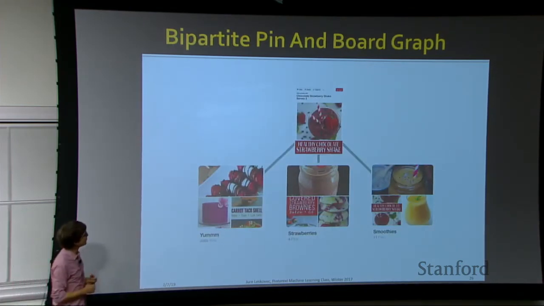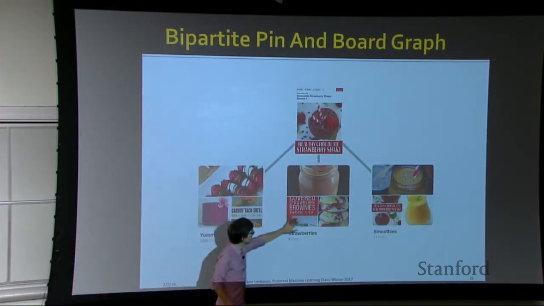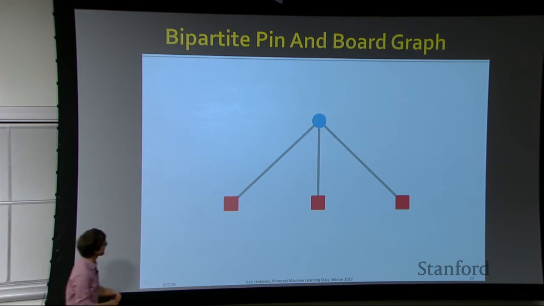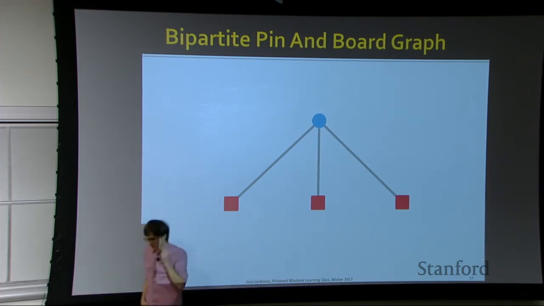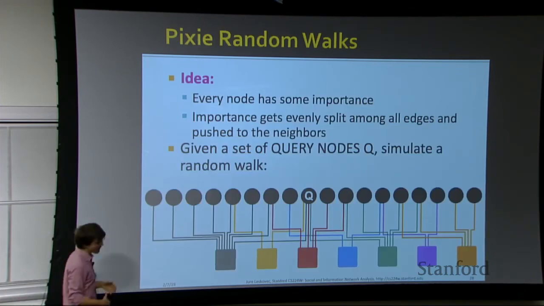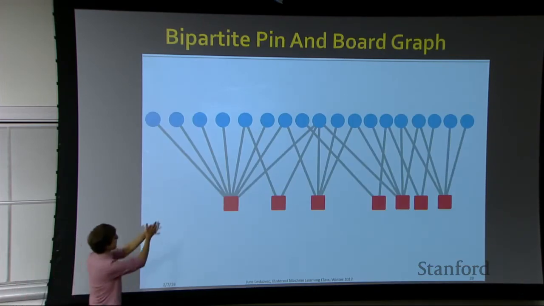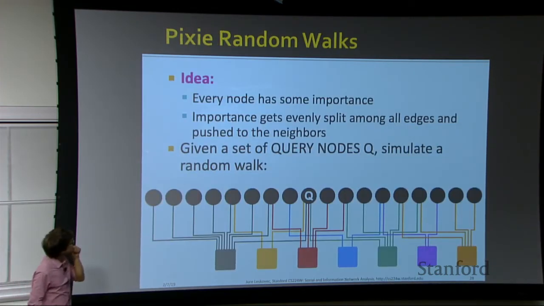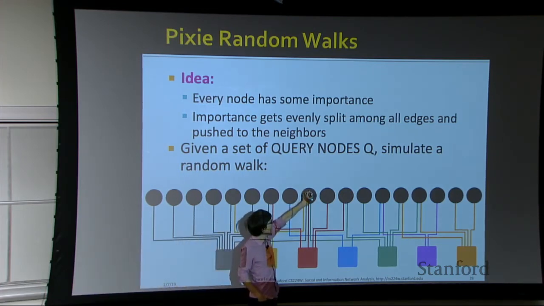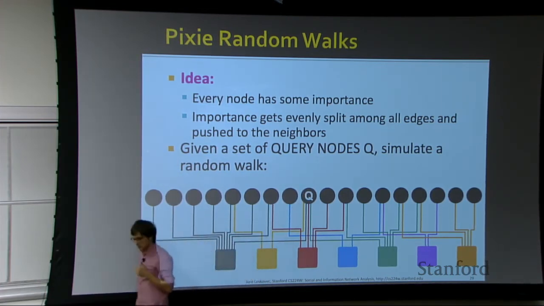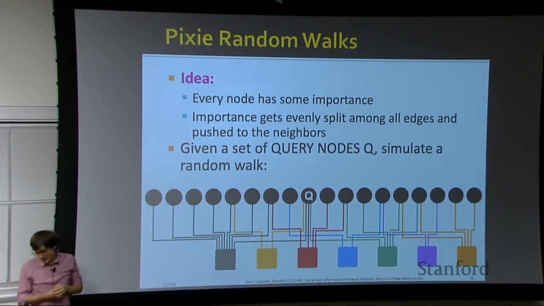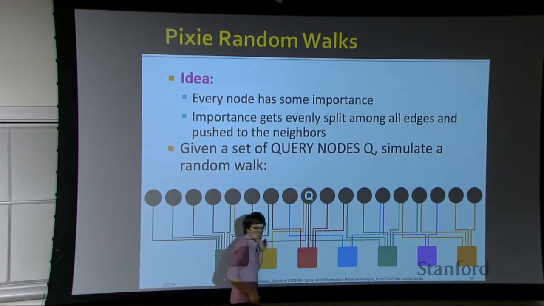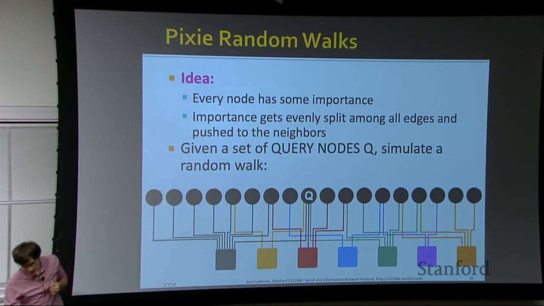So how do you do this? You take a pin and you look at what boards it belongs to, right? And this will create the bipartite graph between the pins on the top and boards at the bottom. And of course, you then put everything together, and you have this humongous graph, right? And now what is the idea? The idea is that you will be given some query node or query set of nodes at which you want to start your random walk. And you will want to get a sense of the proximity, according to this graph structure, of all the other nodes in the graph. And this is what you can do.